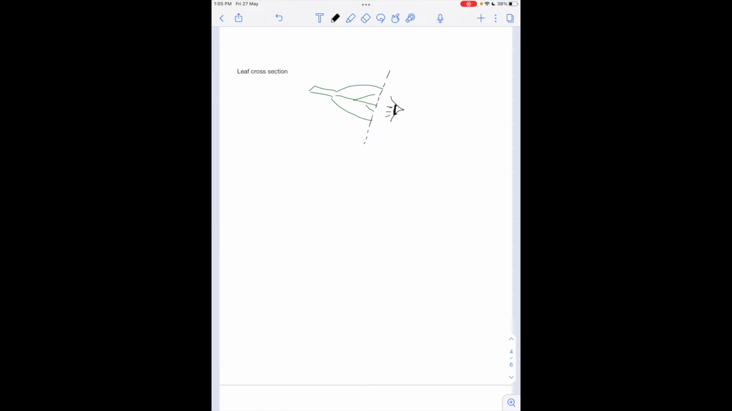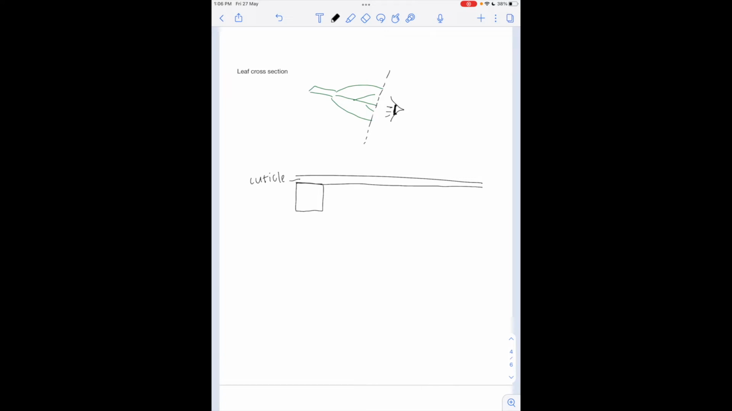Right, now the diagram looks like this. So on the top and the bottom layer, the waxy part of the leaf, it is known as the cuticle. So this is a waxy layer. It is not made of cells, and the purpose is to prevent excess water loss of a leaf.